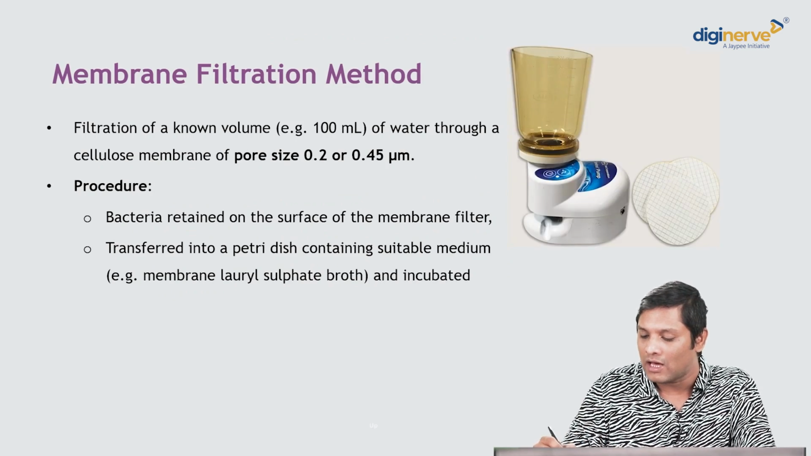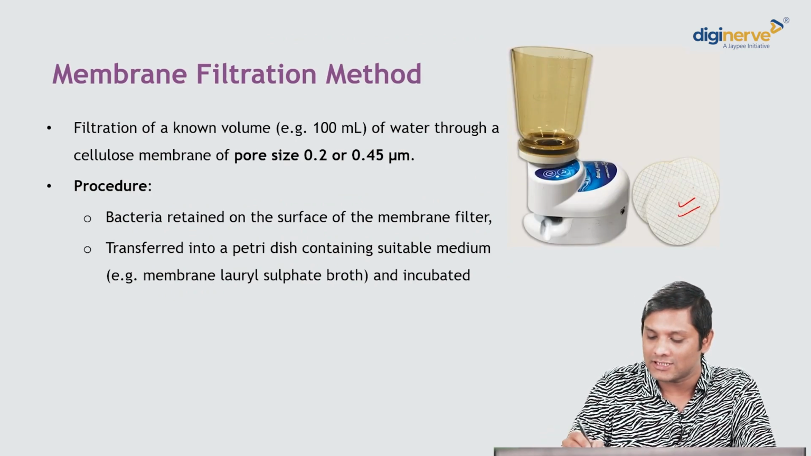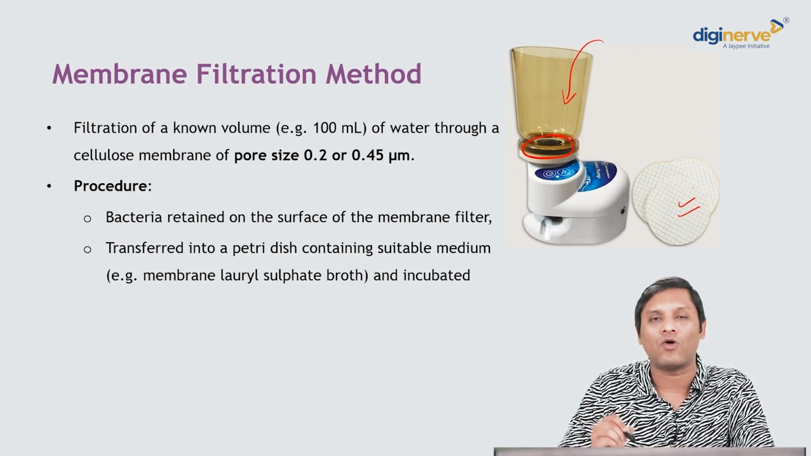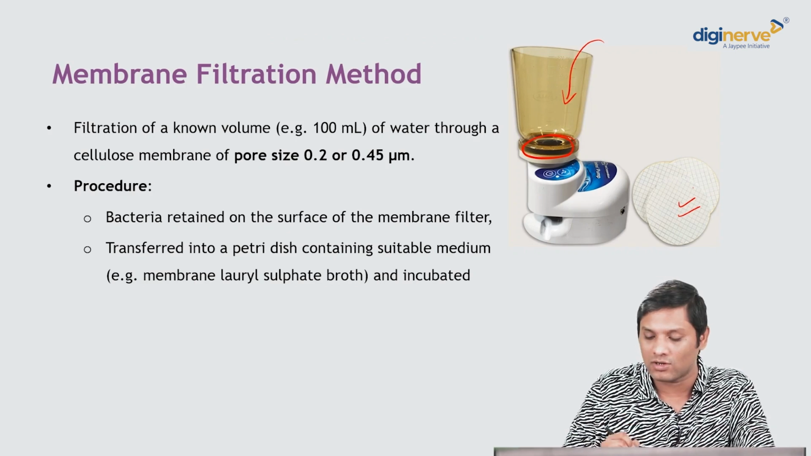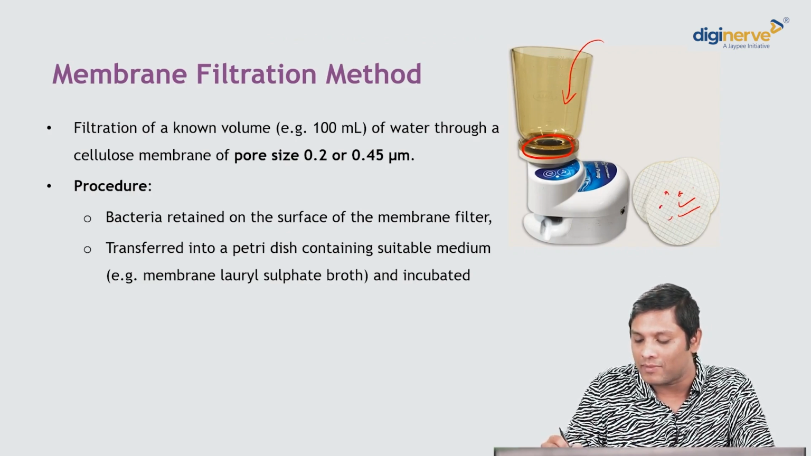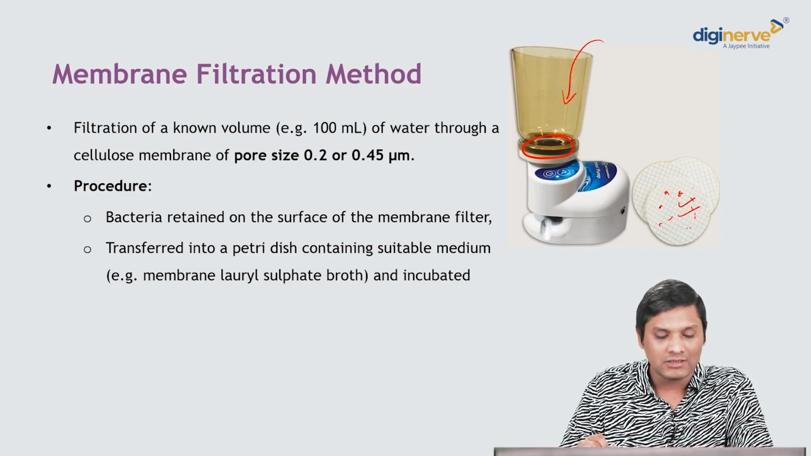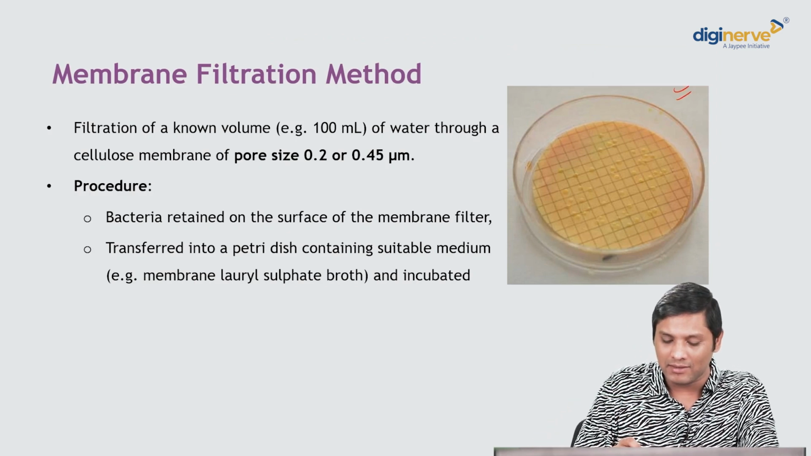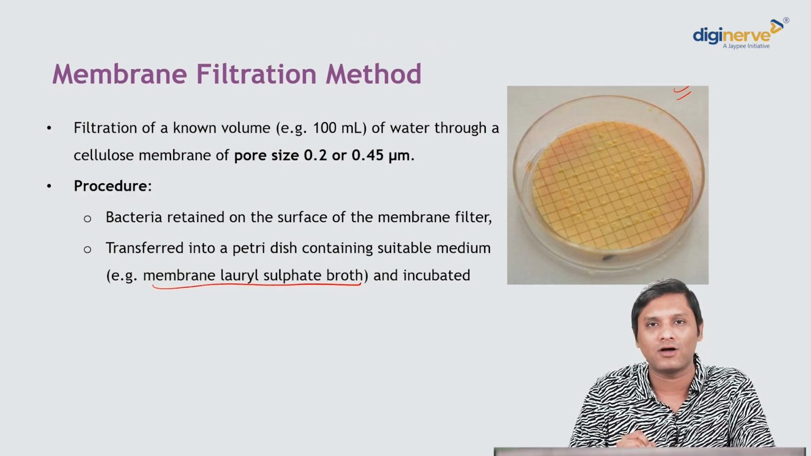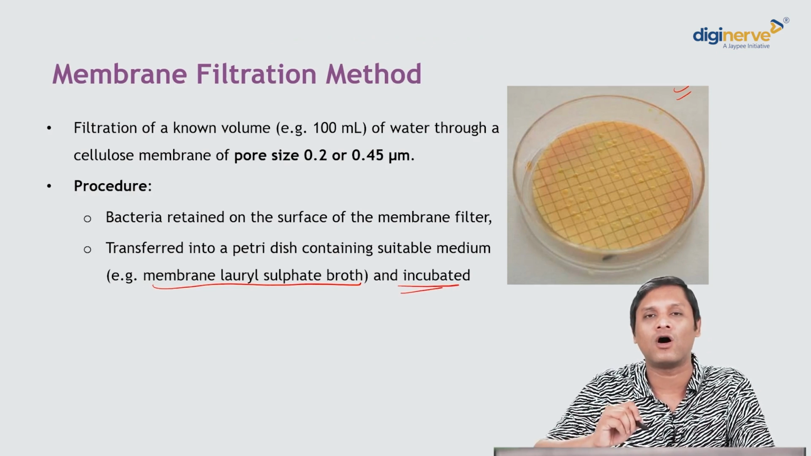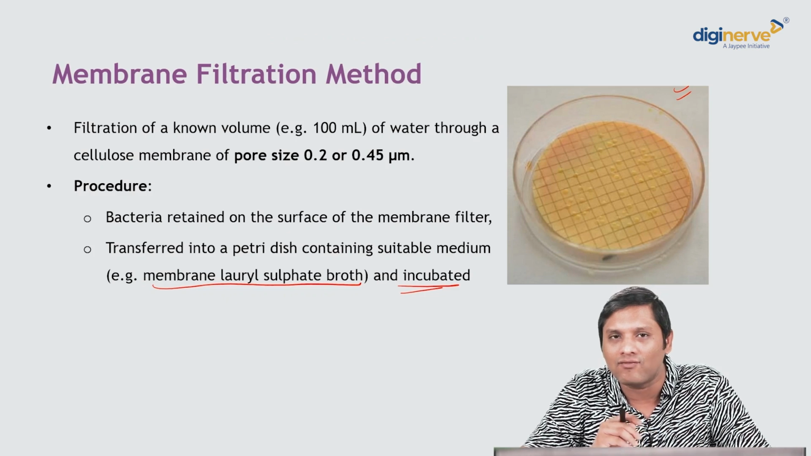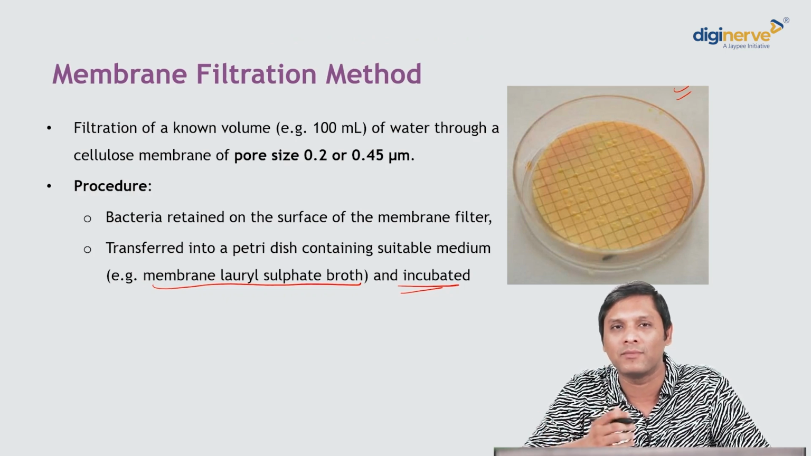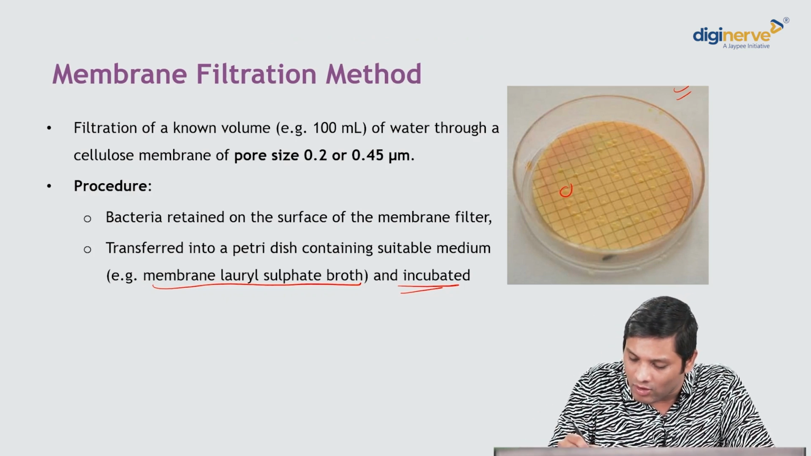I'll just show you again. This is the membrane filter. This is placed here in the base of the water containing jar. Then here you pour the water, then you switch on the motor, and the bacteria will be retained over its surface. Then such a membrane will be placed over a petri dish containing a medium called membrane lauryl sulfate broth, and you incubate this for 24 to 48 hours. After this, if organisms are retained over the membrane surface, they will form yellow colonies.